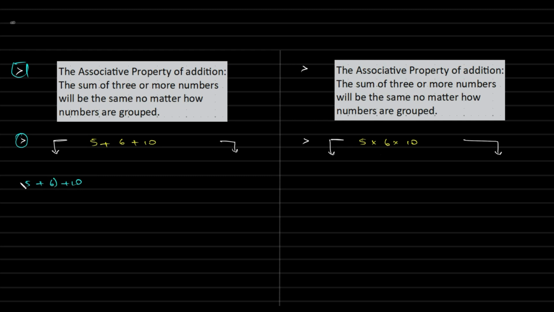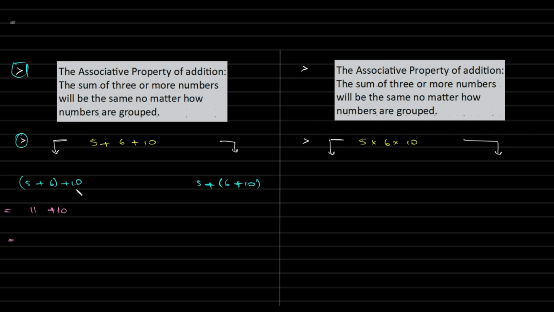So I'll associate 5 plus 6 first, and in the same question I'll associate 6 and 10 first. Yes, of course you guys know that it's the same answer, but when it comes to the actual application, you guys struggle with that. So get the idea proper, get the whole concept proper, then all of this will be simpler.